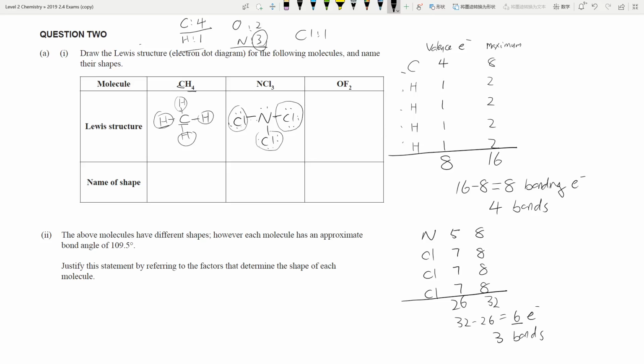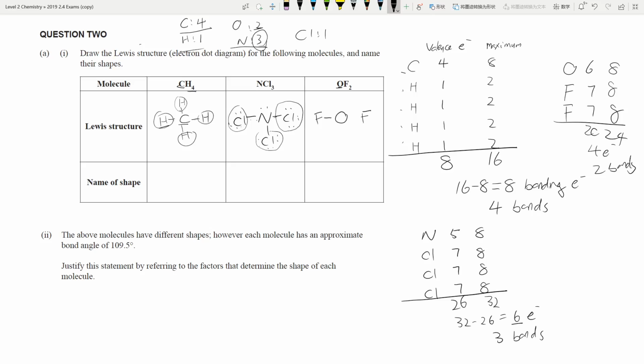Okay, OF2, same thing. If we do OF2, so this is 6, 7, 7, 8, 8, 8. So that's 24, 20. Take the difference. That's 4 electrons. So it's 2 bonds. So again, this comes back to here. Oxygen only bonds twice. And people always go, how do you know O goes in the middle? Well, there's only one oxygen. Oxygen needs to bond twice.